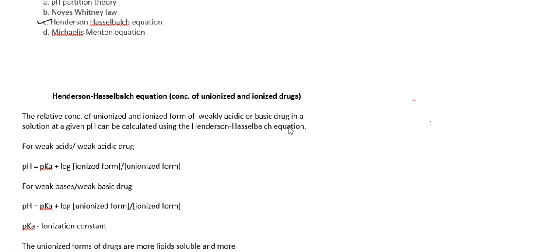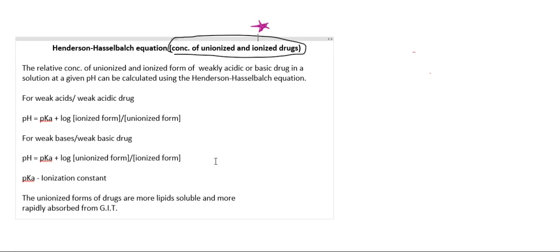The Henderson-Hasselbalch equation is basically used to determine the concentration of unionized and ionized drug. Using it, we can determine the concentration of the unionized or the ionized drug, either for a weakly acidic drug or for a weakly basic drug, and the equation changes accordingly. For a weak acid, the equation becomes pH is equal to pKa plus log concentration of ionized form divided by concentration of unionized form.